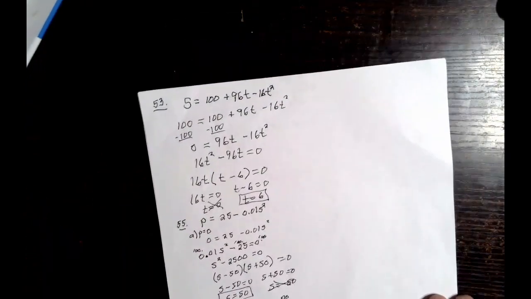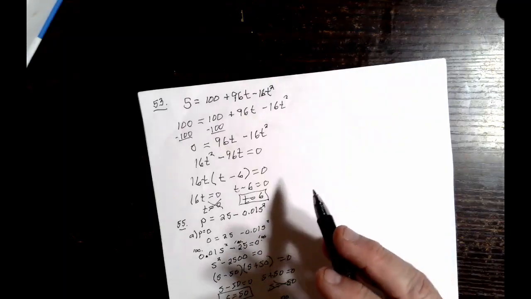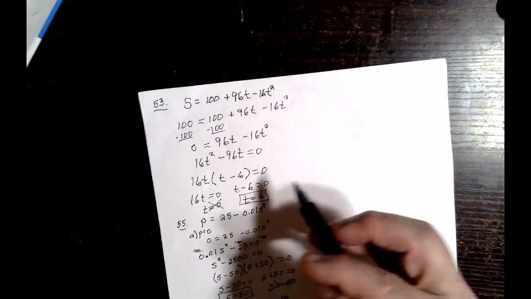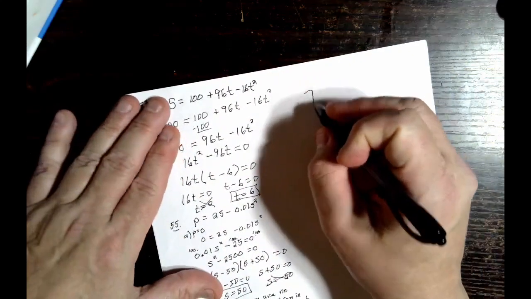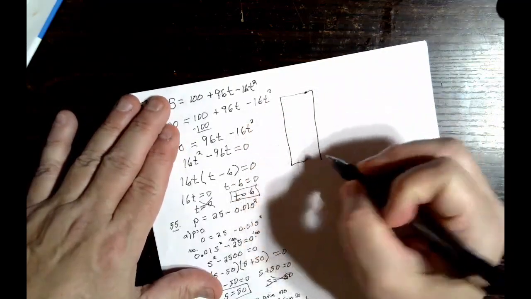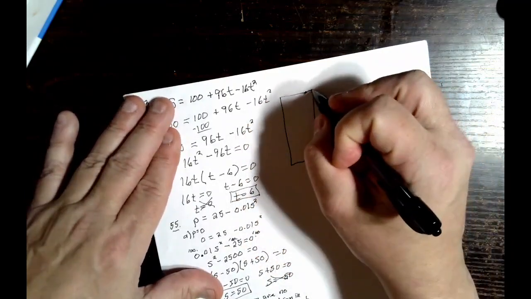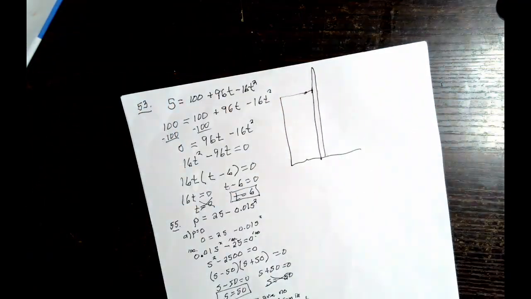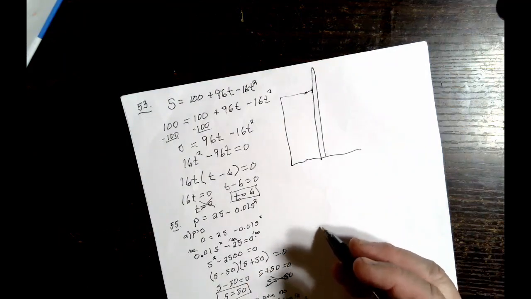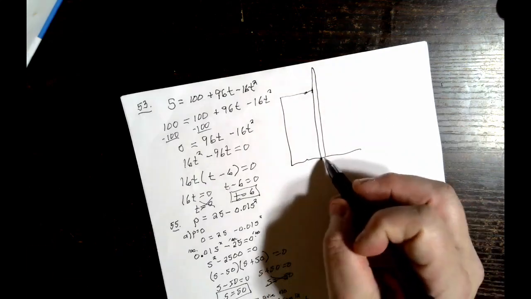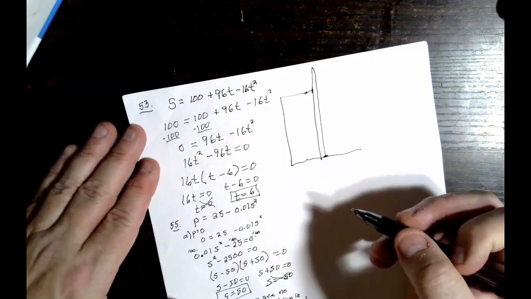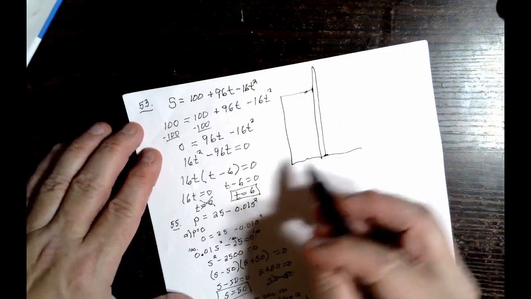53, flight of a ball thrown upward at 96 feet per second from the top of a building that is 100 feet high. The height of the ball is given by S. Okay, so you've got this building. And the ball is thrown up, and eventually it comes down. And they ask, how long after the ball is thrown does it hit the ground? So for what value of t does this thing actually equal 0? Because the height of the ball when it hits the ground is 0.